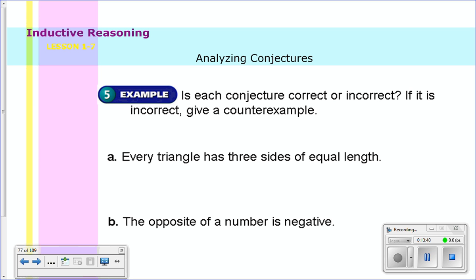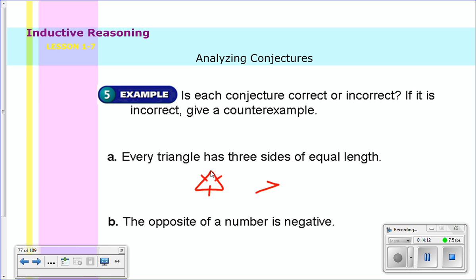So A here, every triangle has 3 sides of equal lengths. Is that true or false? Does every triangle have to have the same sides? If it's right, say yes or correct. If it's wrong, give an example of when it's not. So here, I could draw a triangle, and I could have one where it's an equilateral, all the same sides. However, a triangle is made up of 3 sides. That's what I know. Do all the sides have to be the same length?